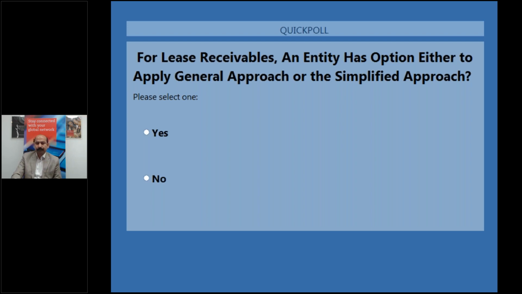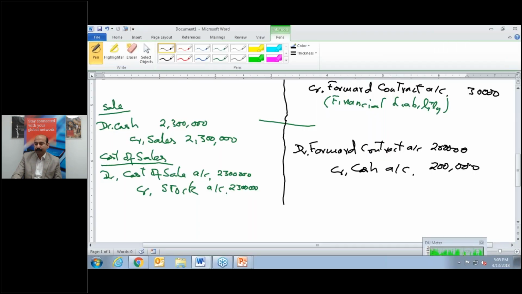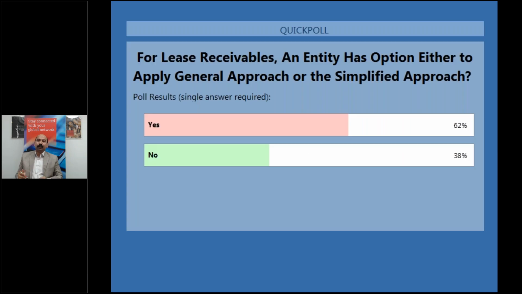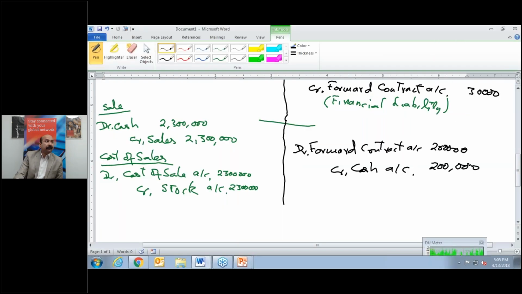I think I should close this question now. It's about 1 minute and 30 seconds. 62% people are saying yes, while the rest of the 38% are saying no. 62% people are correct. Okay, another pop-up question, then we can move forward.